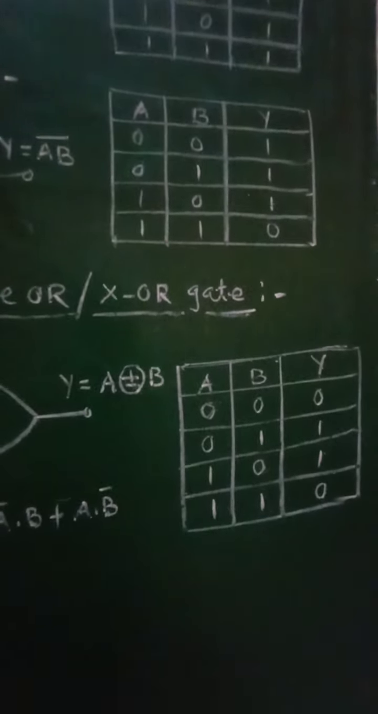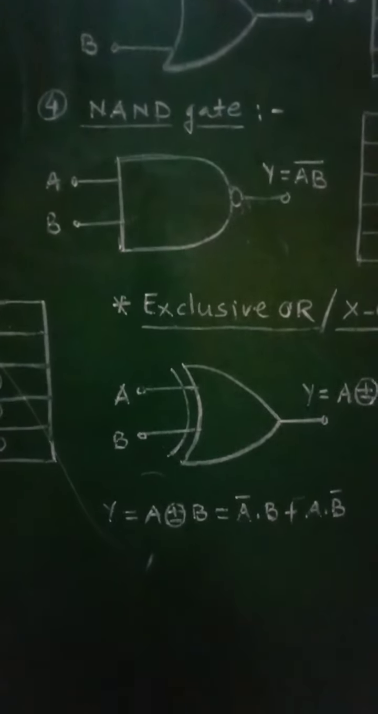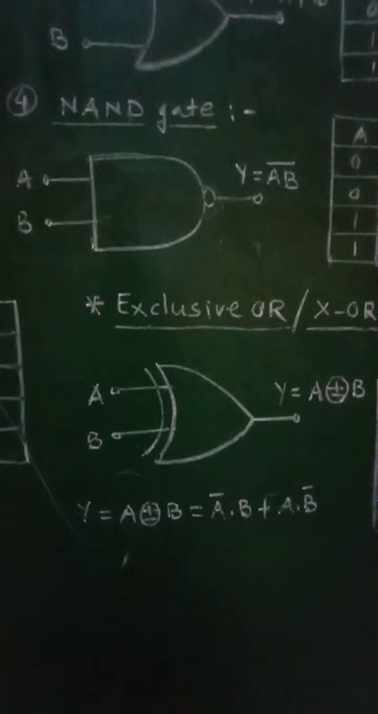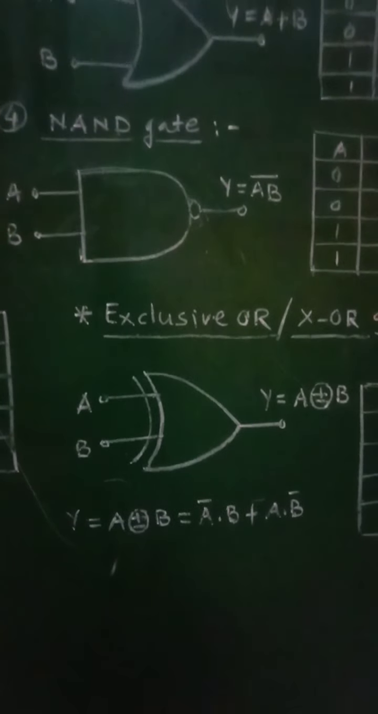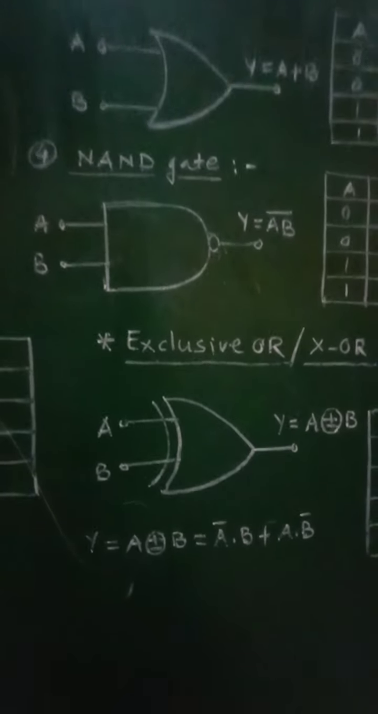So in this way, all the gates are symbolically given as shown in the diagrams, and their Boolean expressions and truth tables are as shown.